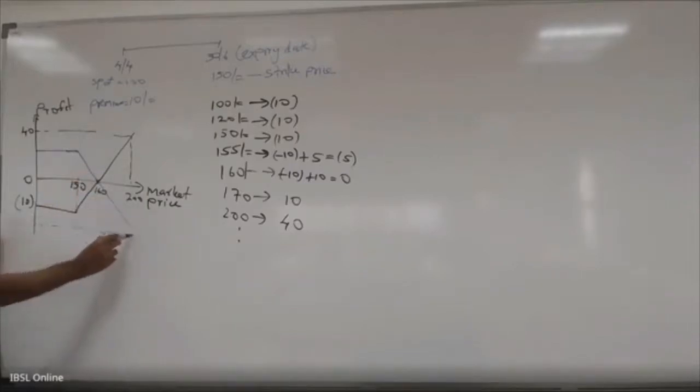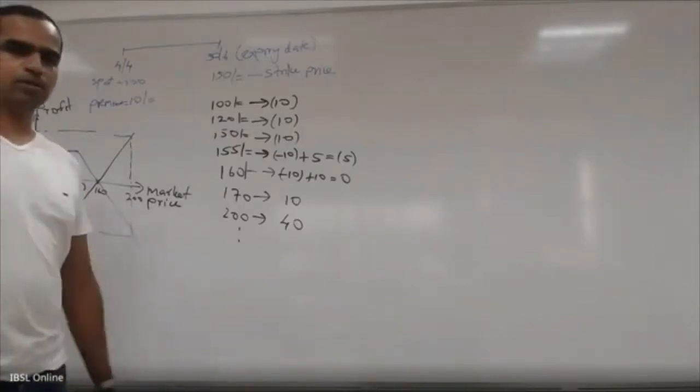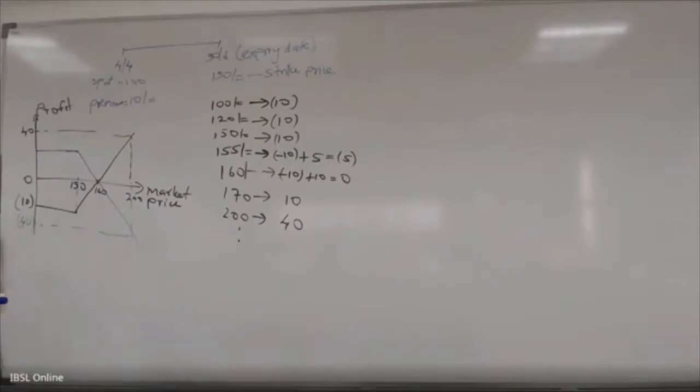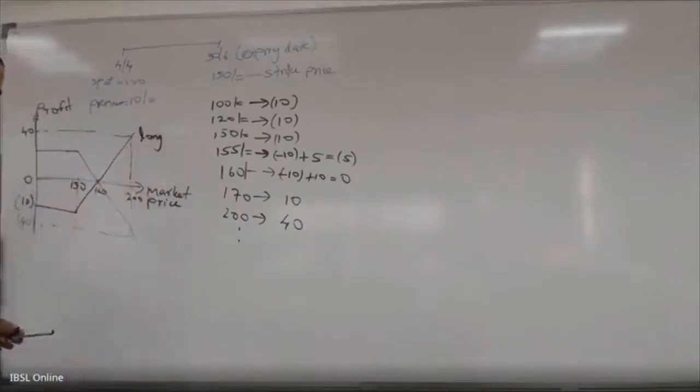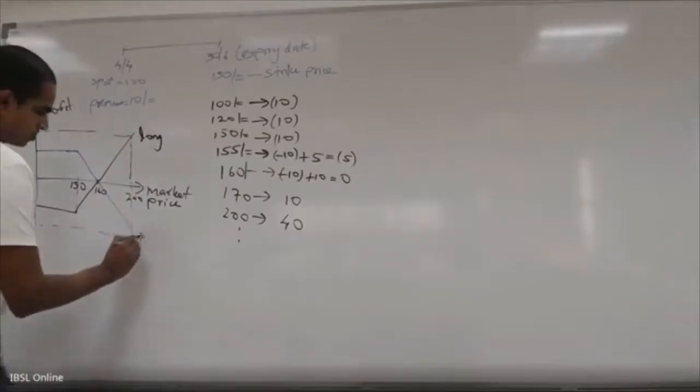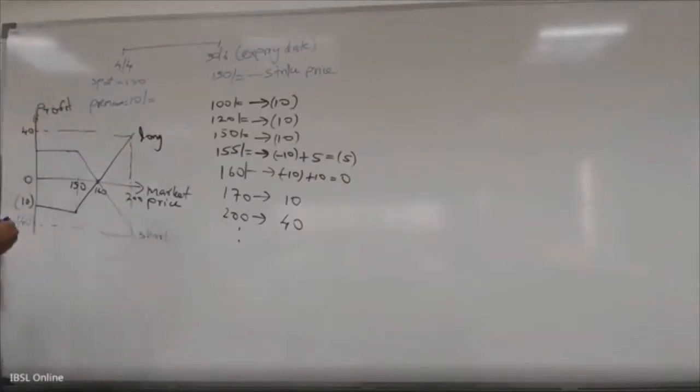And at 200, I make a loss of 40. Now in this case, I have sold the contract to another party. That party has bought the contract from me. If you have bought this contract, you are long. And if you have sold this contract, you are short. So two sides of the contract, long and short. You can either be long or short the contract.